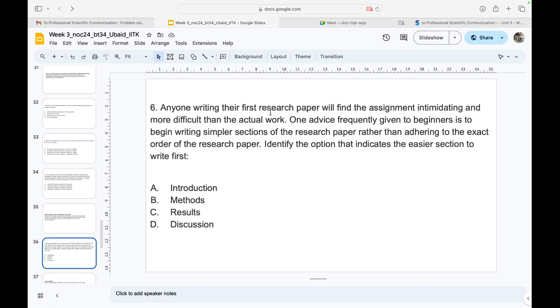Sixth question: anyone writing their first research paper will find the assignment intimidating and more difficult than the actual work. One advice frequently given to beginners is to begin writing the simpler section of the research paper. So, as I already mentioned, rather than adhering to the exact order of the research paper, identify the option that indicates the easier section to write first. These are the same questions. So which section? B.